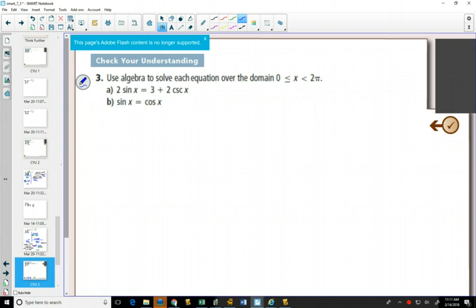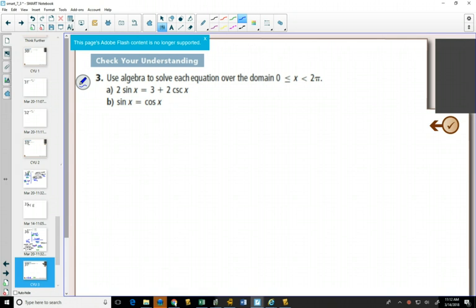The one that you had on your quiz had like a sine squared plus 3 cos x. And you had to use an identity to substitute that sine squared for 1 minus cos squared so that your function all had the same trig function. We're going to do the same thing here.